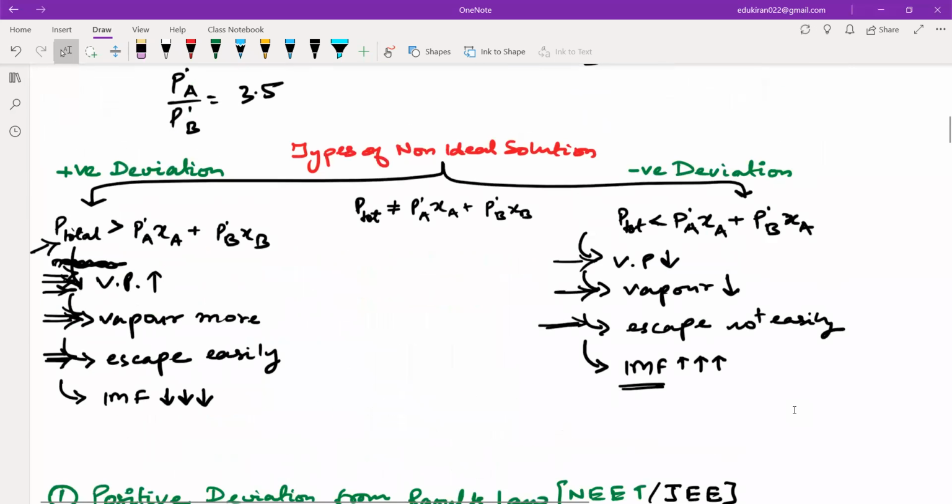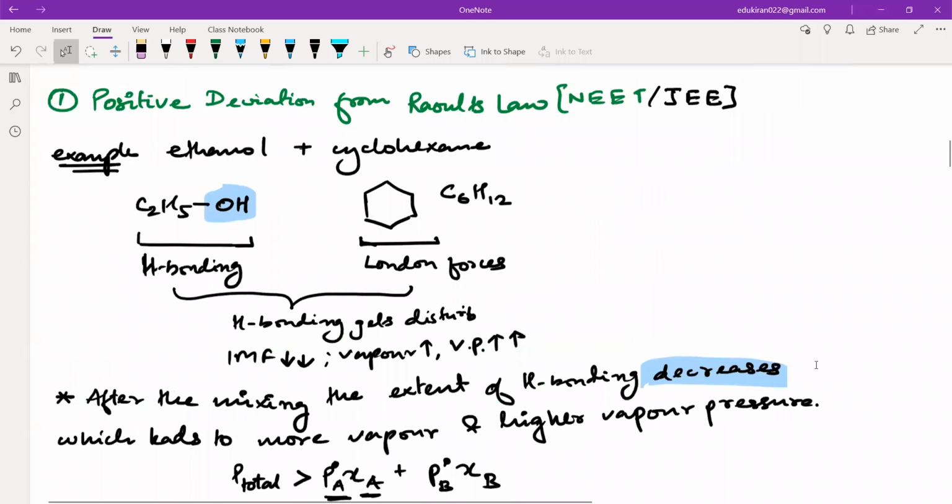Next, if P total is greater, then it is known as positive deviation. So we'll discuss that first, positive deviation. In that, we will look at an example. This example is important. You have to remember this example. Ethanol plus cyclohexane. Now, in ethanol, what is the intermolecular force of attraction? It is hydrogen bonding. And in cyclohexane, it is London forces.